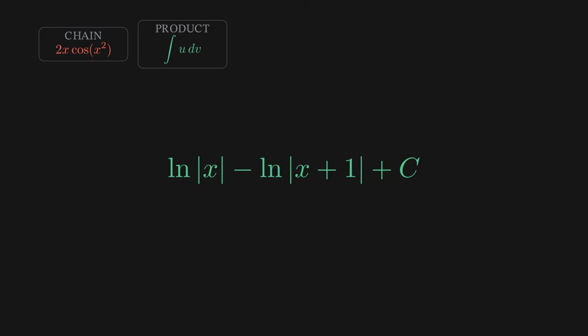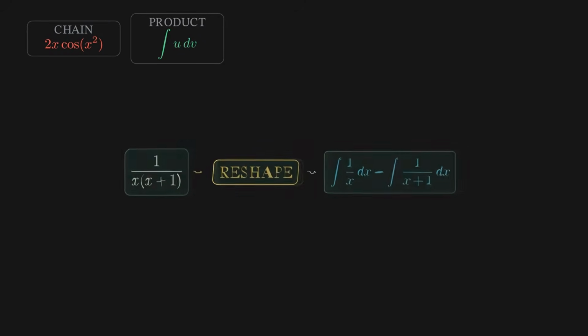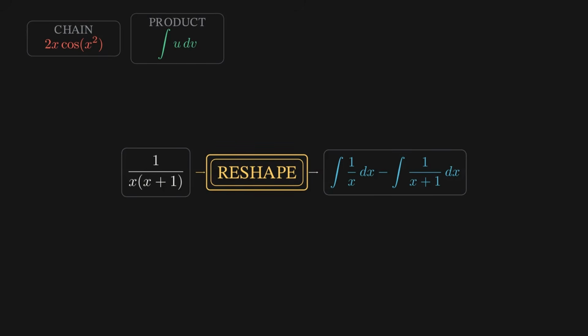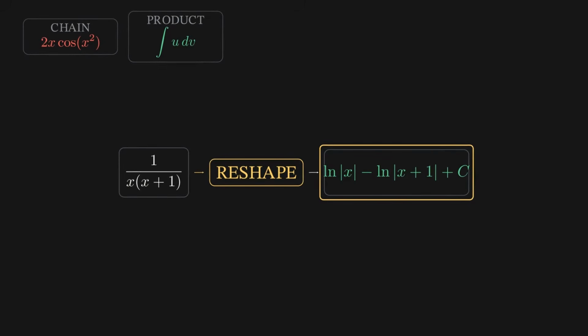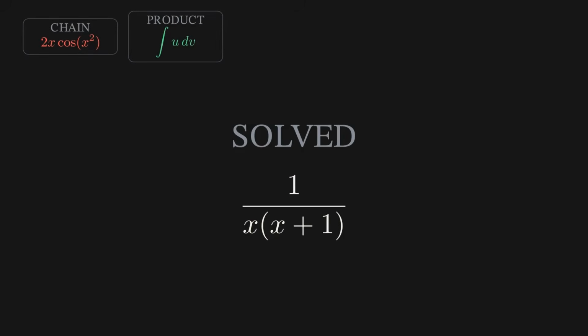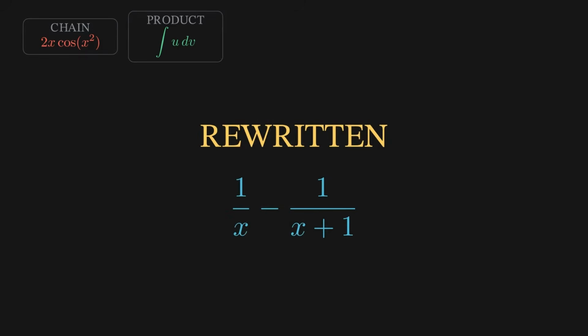So the strategy isn't reverse a rule, it's change the shape of the problem until an easy rule applies, which honestly is the deepest idea in this whole video. Most hard problems in math aren't solved, they're rewritten.